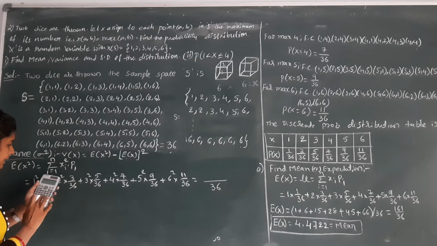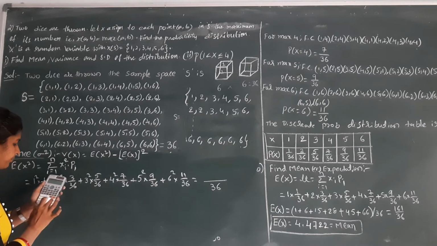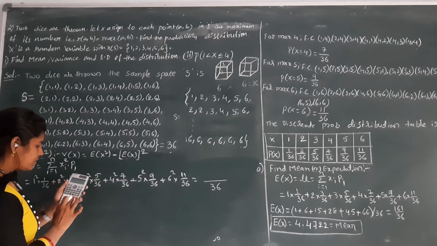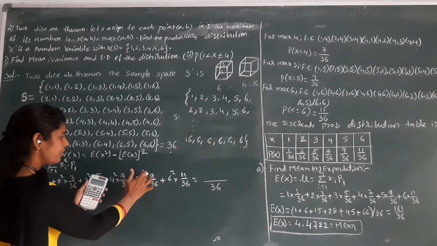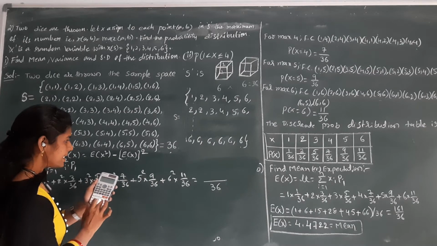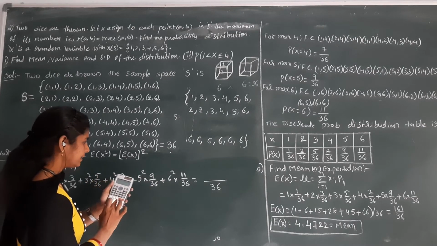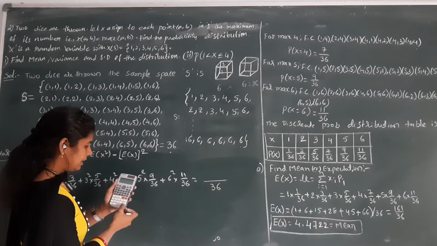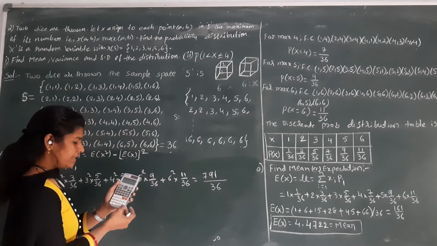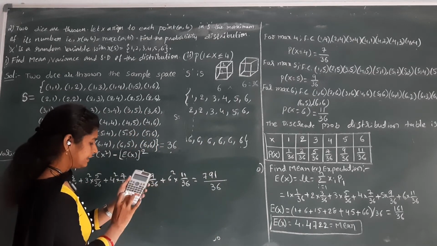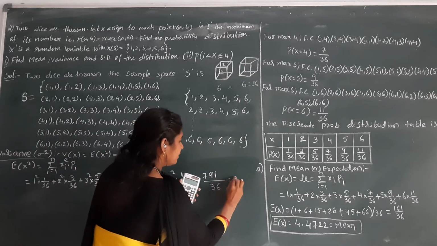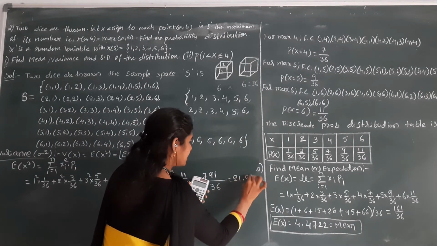3 square is nothing but 9 into 5 plus 4 square, that is nothing but the 16 into 7 plus 5 square already we know, that is 25 into 9 plus 6 square, that is nothing but 36 into 11 is equals to 791. 791 divided by 36 equals to 21.9722.